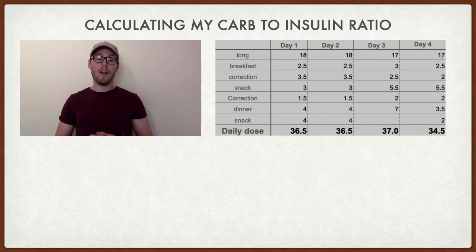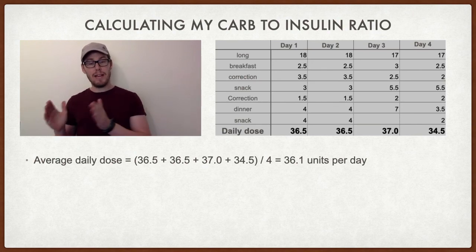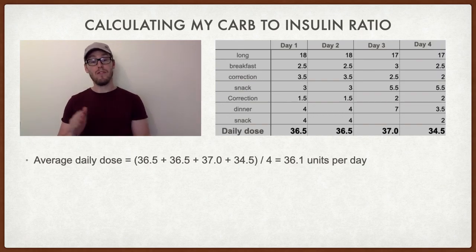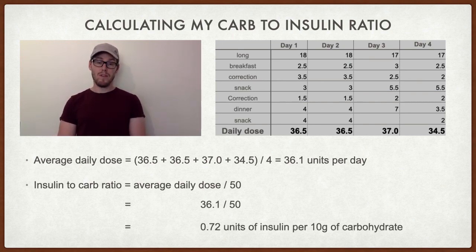Once I had recorded that, I could then work out my average daily dose. So to do this, I added up each daily dose and divided it by 4. The reason I divided by 4 was because I did it over a 4-day period. So for me, that worked out that my average daily dose was 36.1 units of insulin per day. Once I had that information, I could then work out my insulin to carb ratio. And to do that, you simply divide your average daily dose by 50. So for me, that was 36.1 divided by 50, or 0.72 units of insulin per 10 grams of carbohydrate.